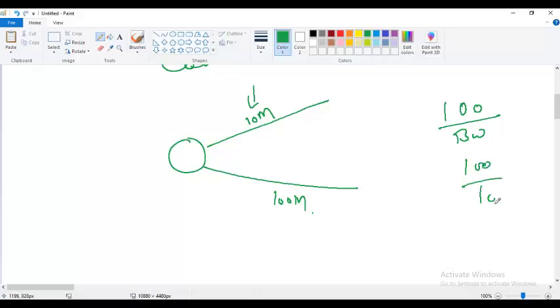Next, 100 divided by bandwidth. What is the bandwidth here? 100. So what is the cost? 1. So packet will be forwarded over this path rather than the other one. Lower the cost, better is the route. Right. So when you don't set cost, this is how it is calculated: 100 by the bandwidth.